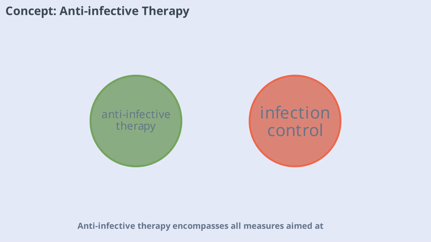Anti-infective therapy encompasses all measures aimed at reducing or eliminating bacterial infection around dental implants. This includes local plaque removal, antiseptic irrigation, and systemic antimicrobials. Effective anti-infective therapy is a cornerstone of peri-implantitis management.